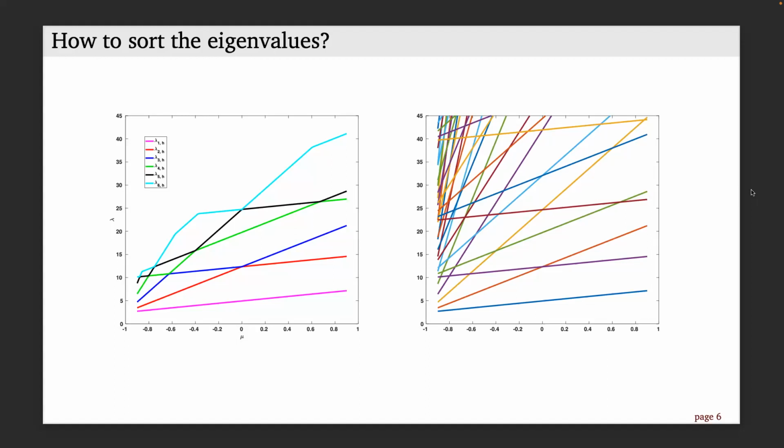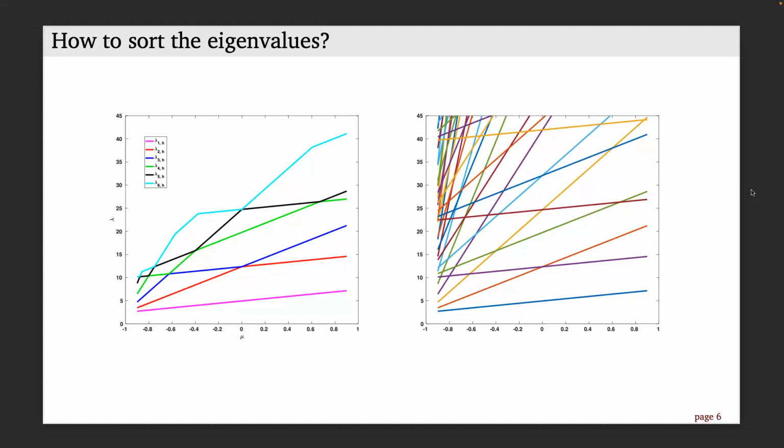This is the main difference between the source problem and the eigenvalue problem. In the source problem, you have one right-hand side f, and you are looking for one solution u. Then, of course, you have the parameter mu, so the solution depends on the parameter, but there is only one solution depending on the parameter. For eigenvalue problems, you have many eigenvalues, infinitely many, and when you want to approximate this numerically, you just take a finite number of them, not infinitely many.